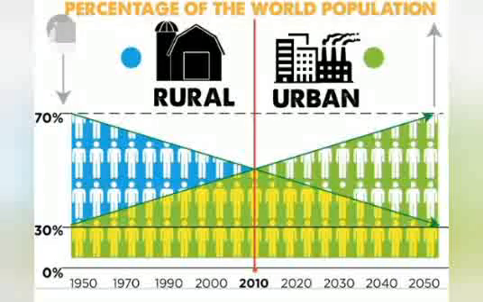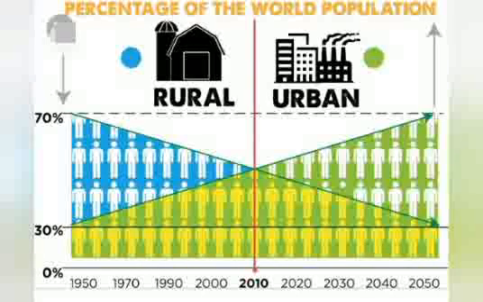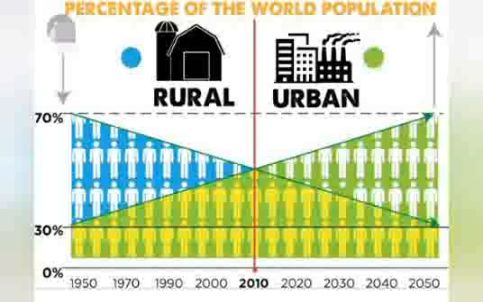Now rural urban population. After the Industrial Revolution, the share of urban population has been increasing on an accelerated rate. Okay? The world's population is becoming increasingly urbanized. The rate have been rather rapid during the recent decades. Okay?